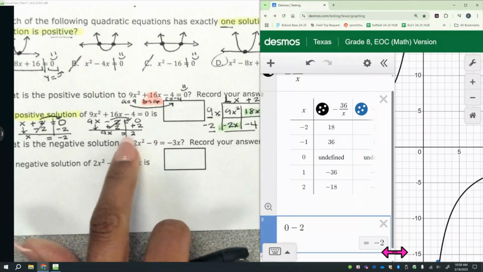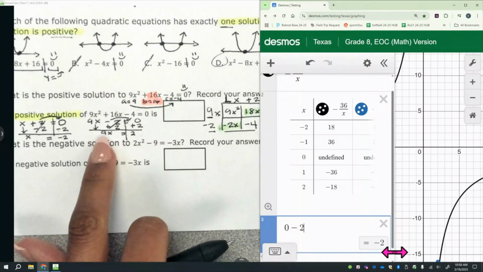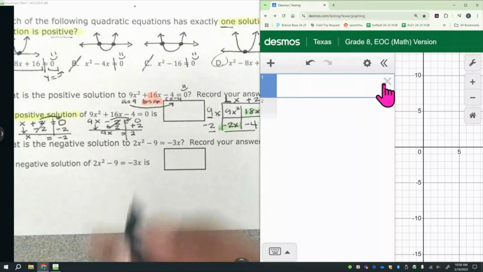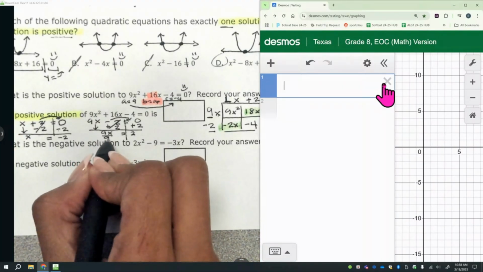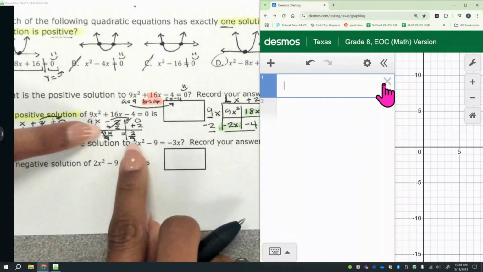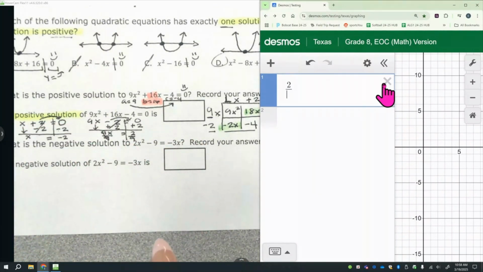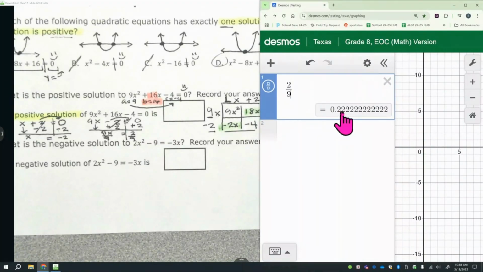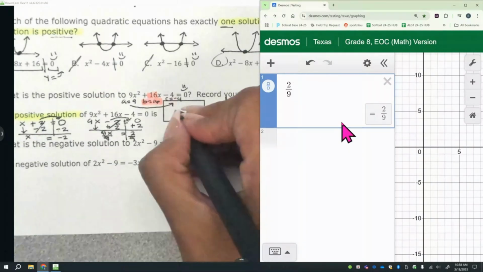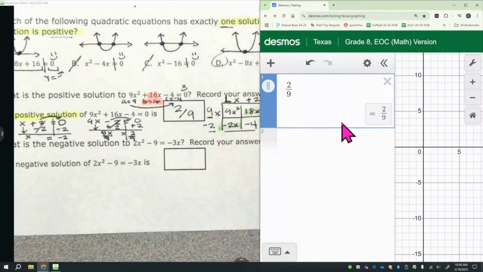But I'm not done. This is not my answer. Okay, we still have to get rid of that 9. How do we do that? We have to divide. So I'm going to divide both sides by 9. Make sure you write it out. Divide by 9. Divide by 9. My 9's cancel. X equals, let's see what 2 divided by 9 is. It's that 0.2 decimal that we were talking about earlier. So we're going to keep it as a fraction, which is still 2 divided by 9. That's my positive solution.